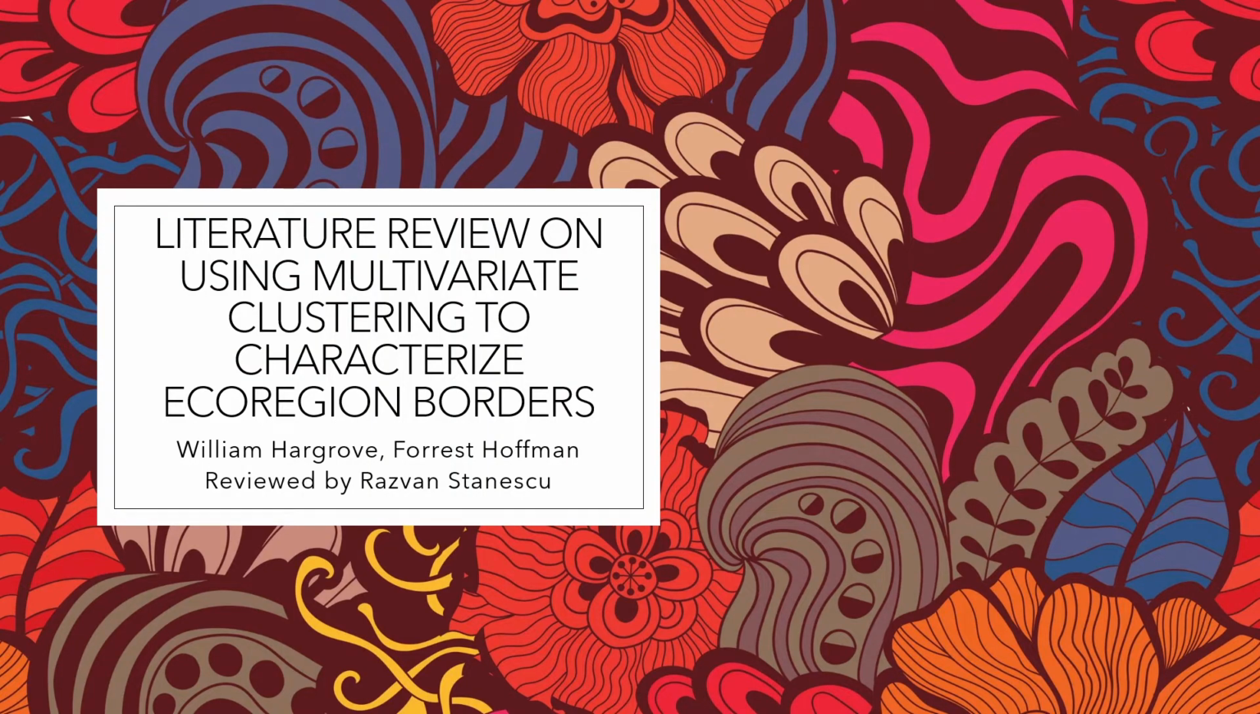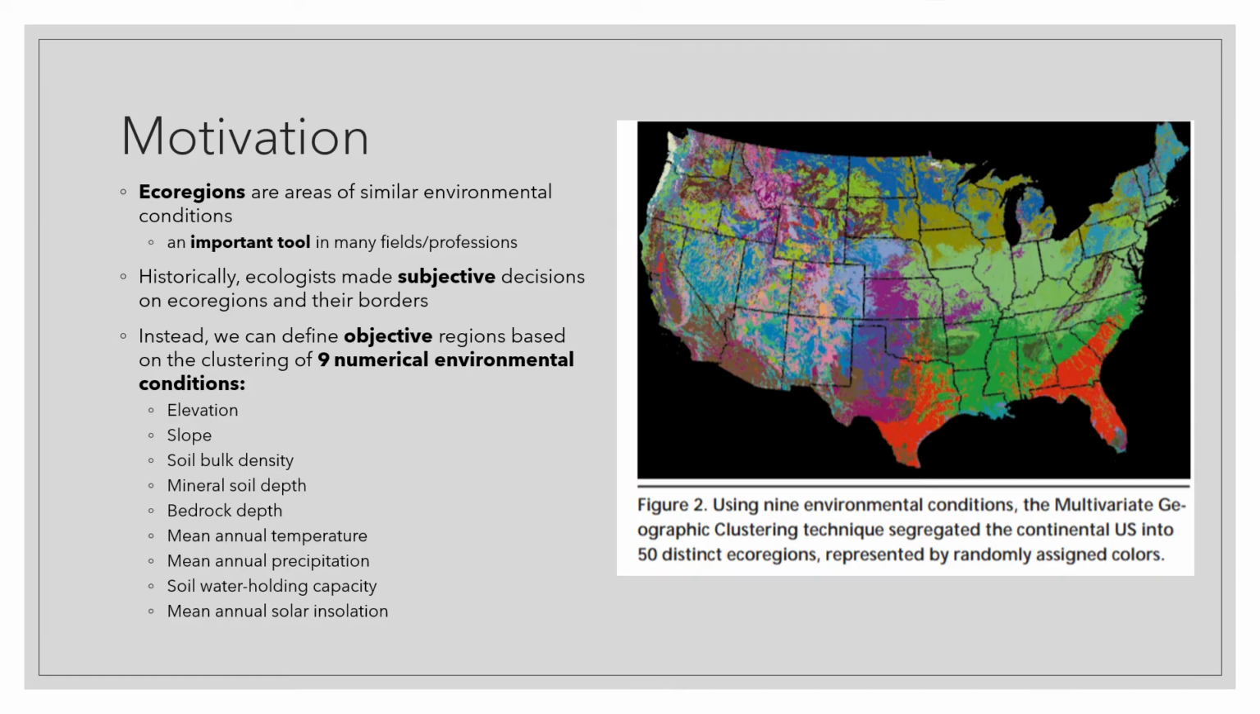Hi, I'm going to be talking about using multivariate clustering to characterize ecoregion borders, a paper by William Hargrove and Forrest Hoffman. So ecoregions are areas of similar environmental conditions, and they're an important tool in many fields and professions. On the right-hand side, you can see the United States in different areas denoting different ecoregions. So historically, ecologists made subjective decisions on ecoregions and where their borders are.